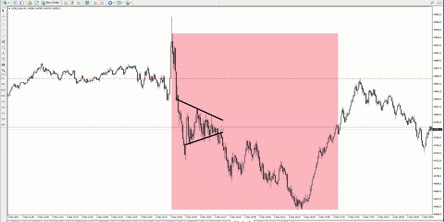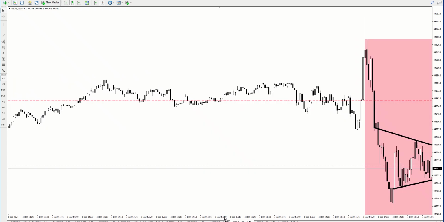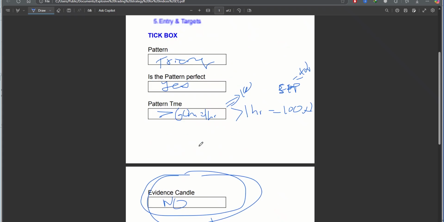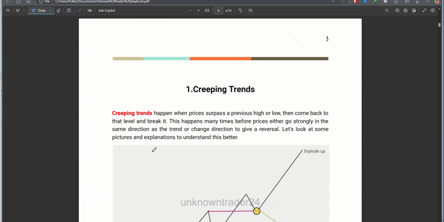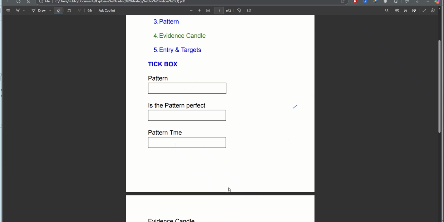I always told you 80 to 90% of my executions are based on triangles. If we go to this book over here, you will see that in the playbook I gave you all the steps straightforward, even the creeping trend and everything. But guys, look at this. We didn't have a trend, so we can't be focusing on the creeping trend. I just want to go through this very quickly. Today we had a triangle.